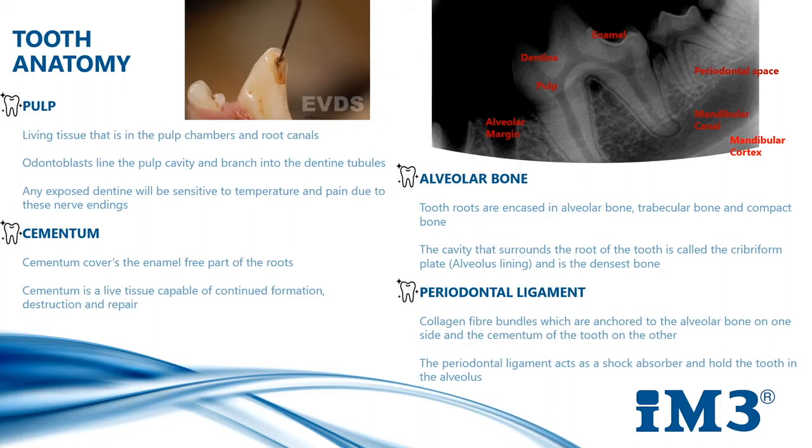The periodontal ligament is made up of collagen fibre bundles, which are anchored to the alveolar bone on one side and the cementum of the tooth on the other. The periodontal ligament acts as a shock absorber and holds the tooth in the alveolus. The periodontal ligament contains nerves which transmit cold, heat, pressure, and pain.